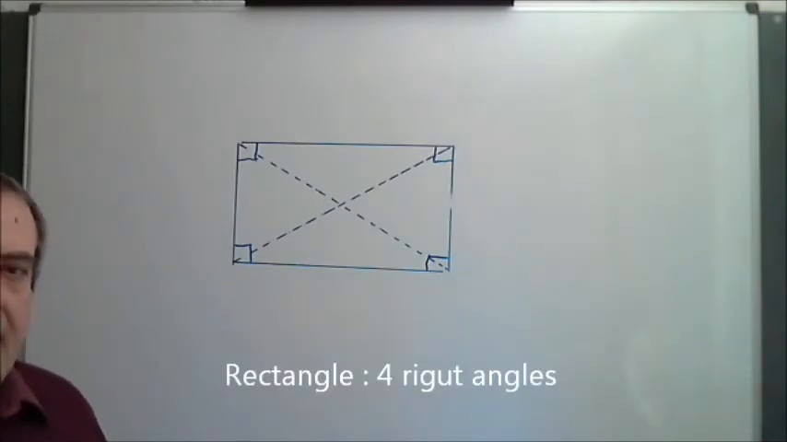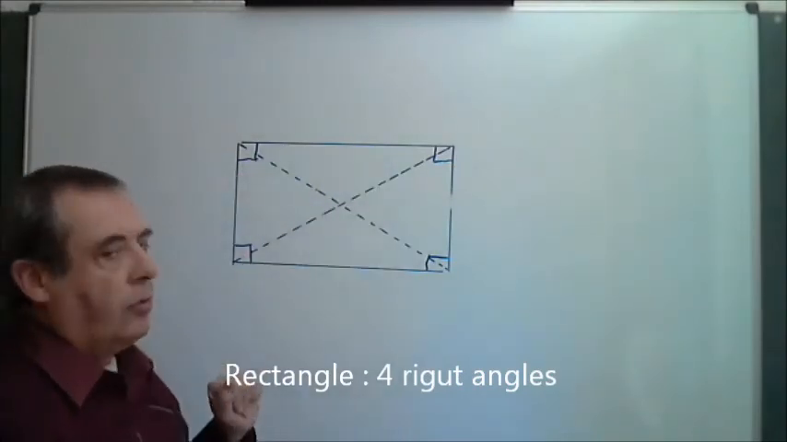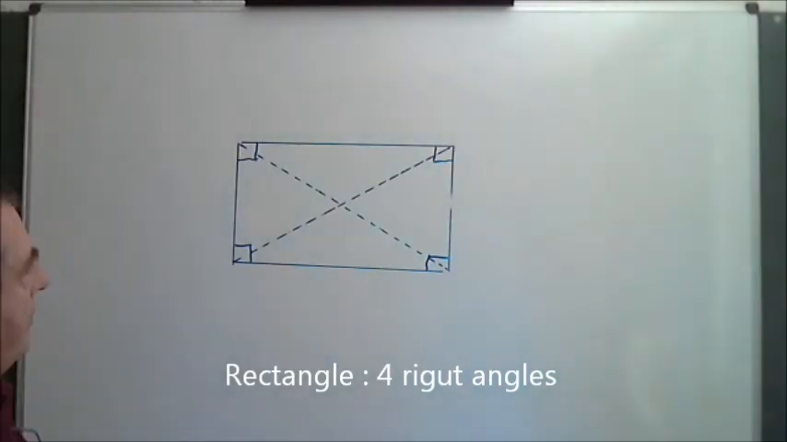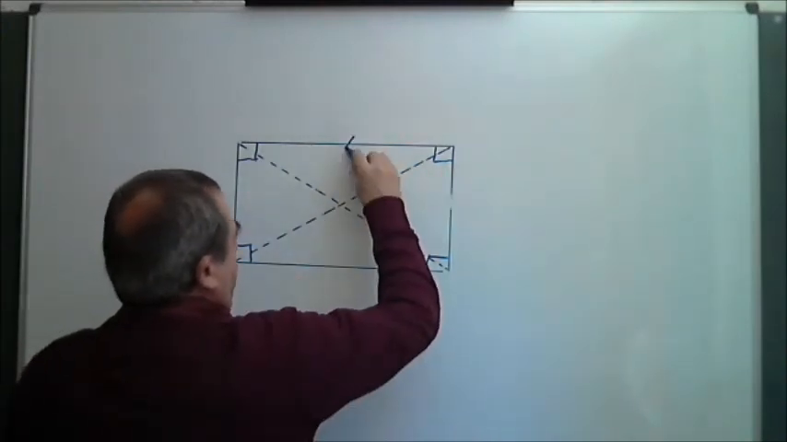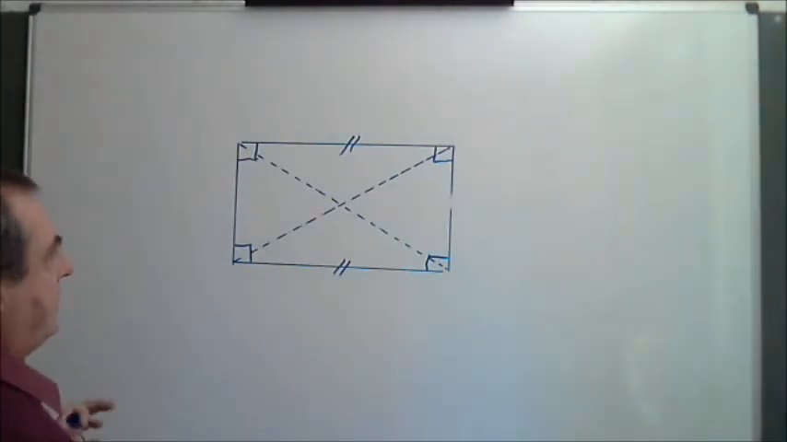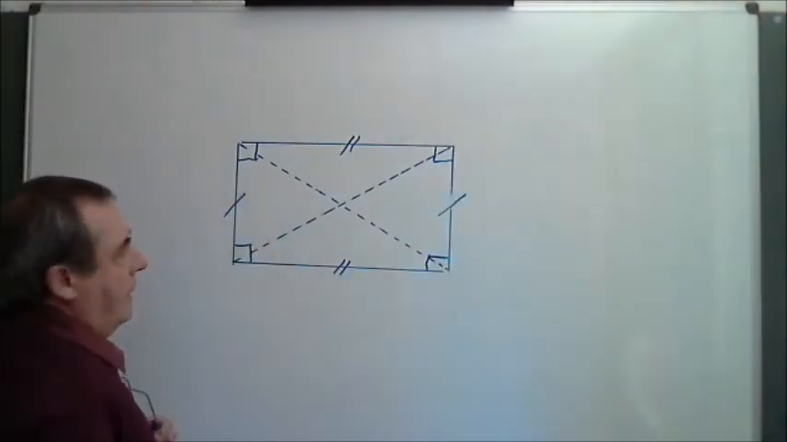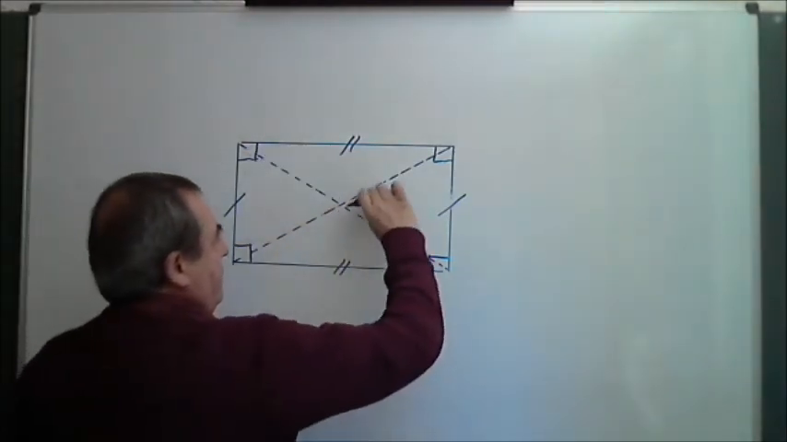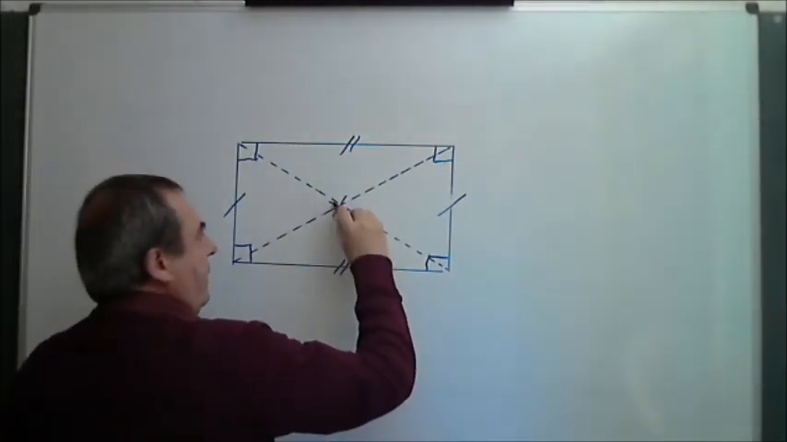A rectangle is a quadrilateral with four right angles. Properties of a rectangle: you can observe that the opposite sides have the same length and they are parallel, this side and this side. Second property, the diagonals have the same length and they cross at the midpoint.